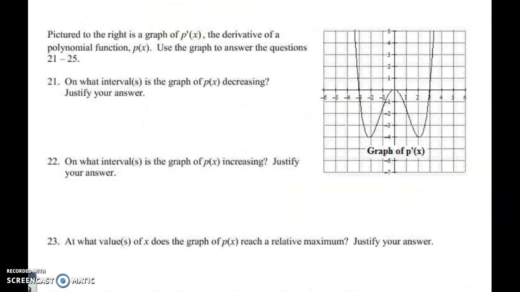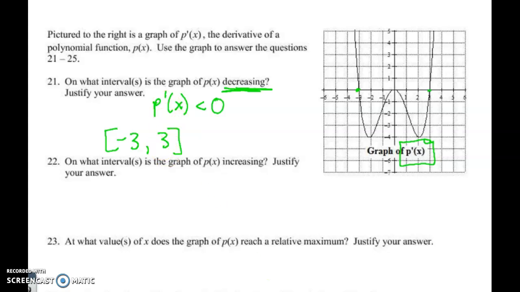I think I just have a few more problems, and yeah, I think I can get this done. So they tell you that p prime of x is the graph. So if the function is decreasing, we're looking for where p prime of x is negative. So below the x-axis. So I would just say, because it doesn't say open interval, I would just say all values between -3 and 3.